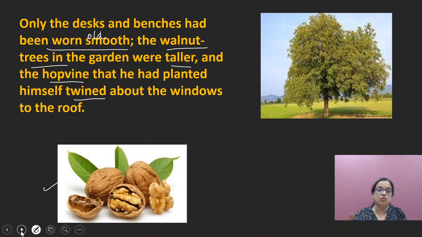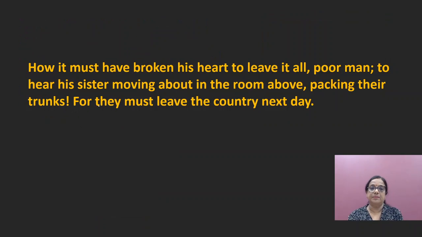So please go through every word of the chapter because questions can be asked. What trees were planted in his garden? That is walnut trees. How it must have broken his heart to leave it all, poor man, to hear his sister moving about the room above, packing their trunks.